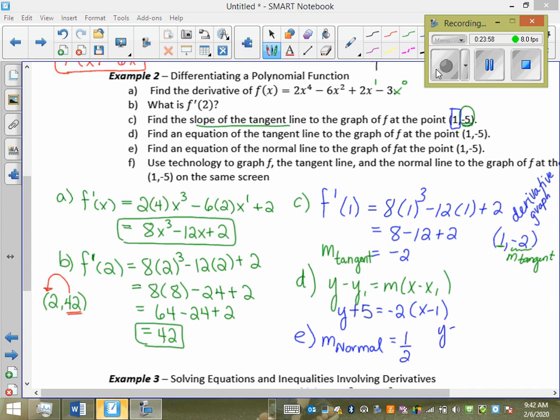Y minus 5, so 5, equals 1/2 x minus 1. And then you could always put it into slope form and then distribute and collect to one side if they had it in y equals mx plus b, right? So you can always put it into point slope form.